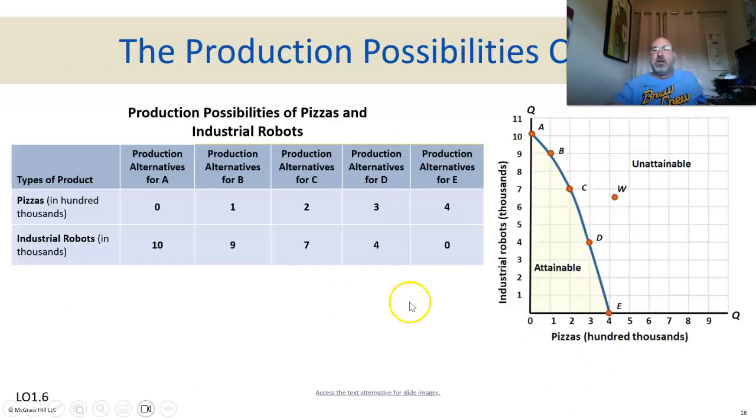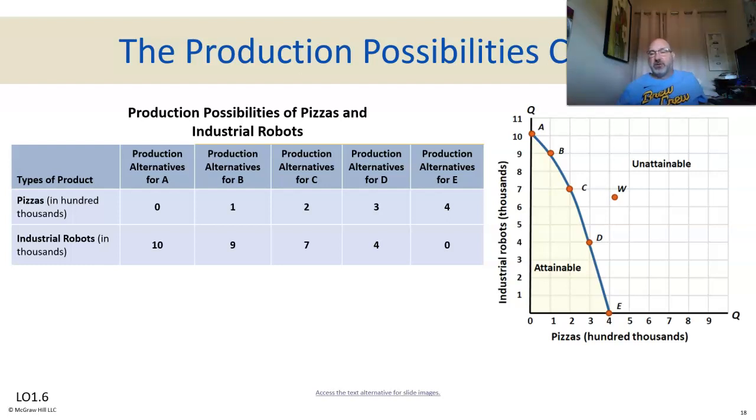All right. So here's what this looks like. Industrial robots on the vertical, pizzas on the horizontal, up to 10 industrial robots and 4 pizzas. So basically at point A, we're producing 10 industrial robots, 0 pizzas. So we have 10 industrial robots, no pizzas. We're producing all capital goods. We got nothing to eat. That's a problem, man. No pizzas whatsoever.